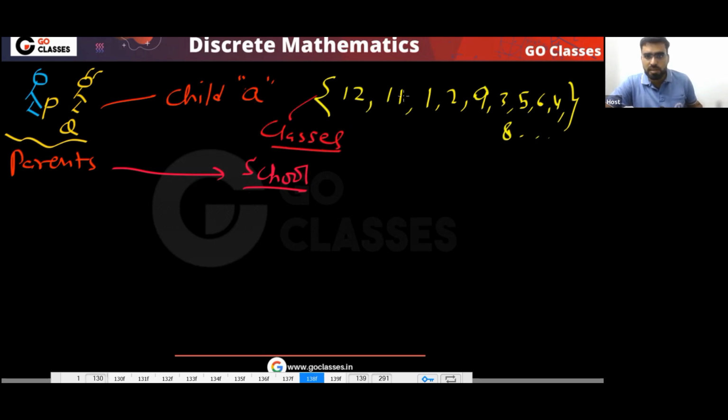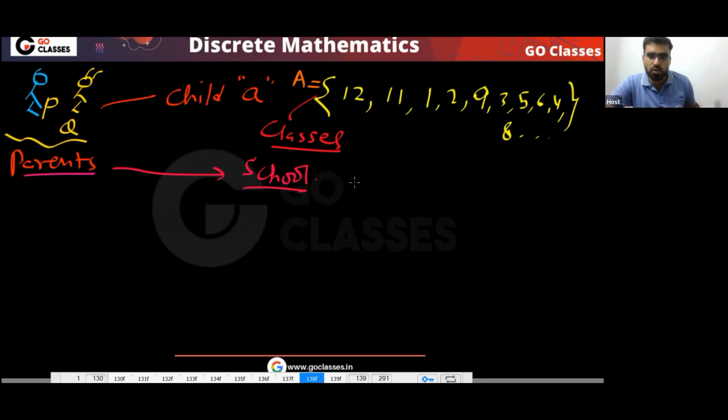But these are unordered. This set is unordered. Now, what will this school do? This school will define this set of all the classes. Let me call it set A. On this set of classes there is no order. So these parents will ask in which order to study these classes.